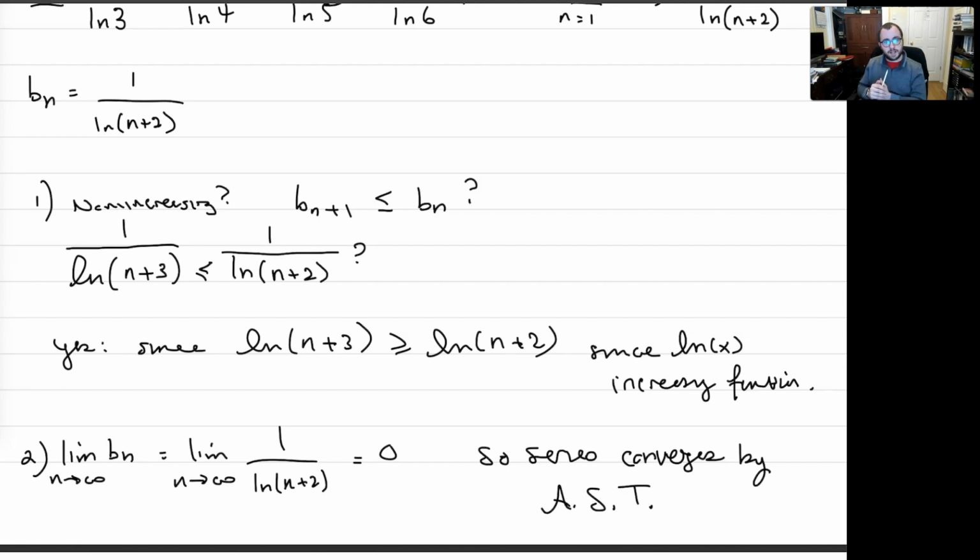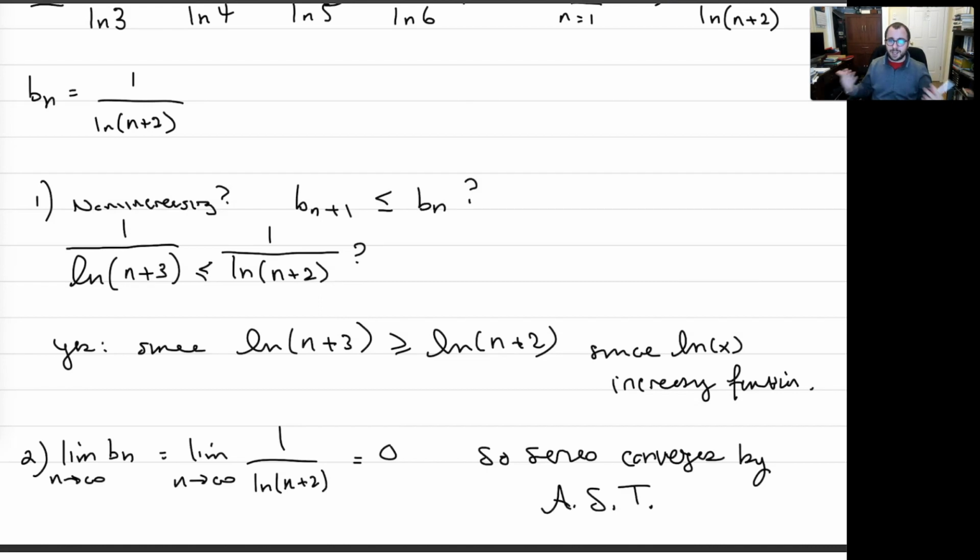I'll take a pause right now to say, look, if you have a function that increases, you can't use the alternating series test. If you have a series whose terms don't go to 0, you can't use the alternating series test. So the alternating series test is nice while you can use it.